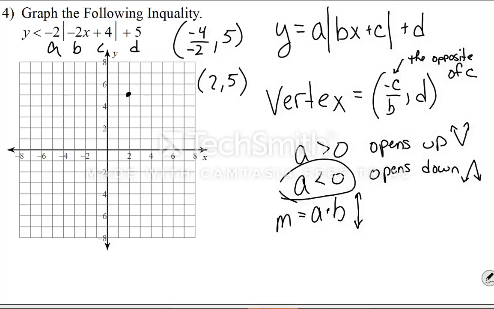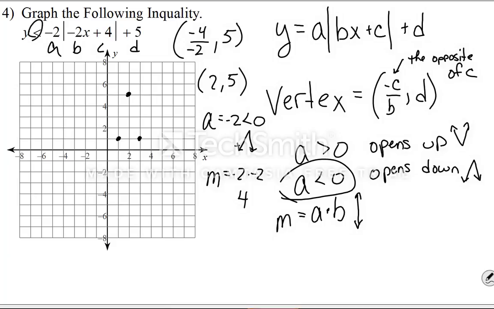Is A bigger or less than 0? Well, A is negative 2, which is less than 0, so my graph goes down. And now let's find slope, which is negative 2 times negative 2, which is 4. So from this dot, I'm going to go down 4. 1, 2, 3, 4, and I go over 1, and then over 1 in the opposite direction.